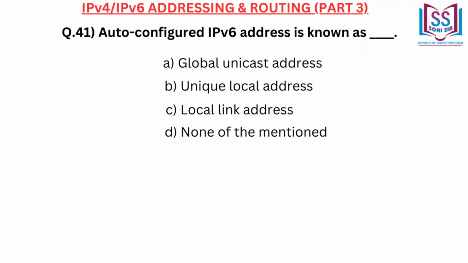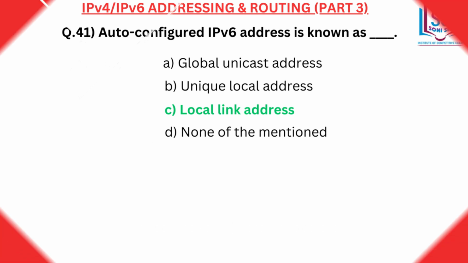Auto-configured IPv6 address is known as dash. A. Global unicast address. B. Unique local address. C. Local link address. D. None of the mentioned. Correct answer C. Local link address.